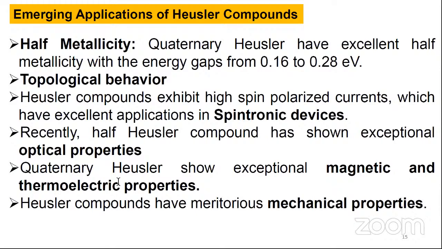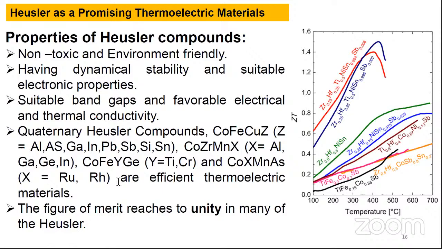So these compounds are promising thermoelectric materials also. Heusler compounds are non-toxic and environment friendly. They are dynamically stable and have suitable electronic properties. These are examples of some quaternary Heusler compounds which are efficient thermoelectric materials. The figure of merit of many Heusler compounds reaches unity, but there are still possibilities to search for materials in the same class that can be promising thermoelectric materials.